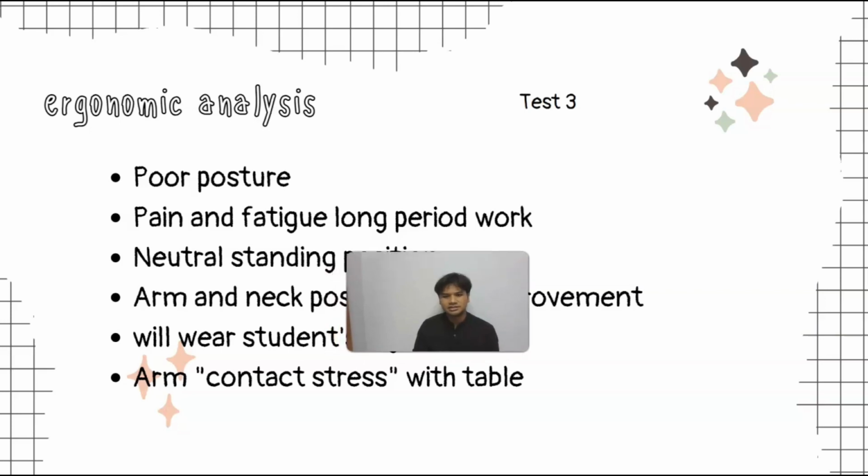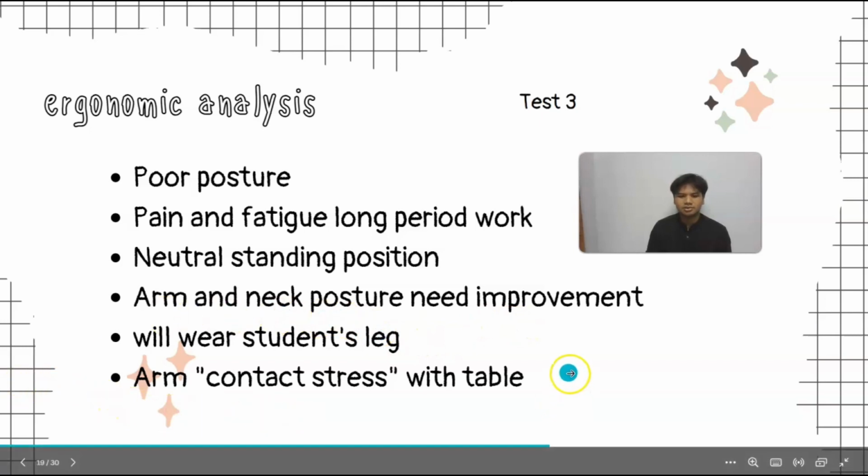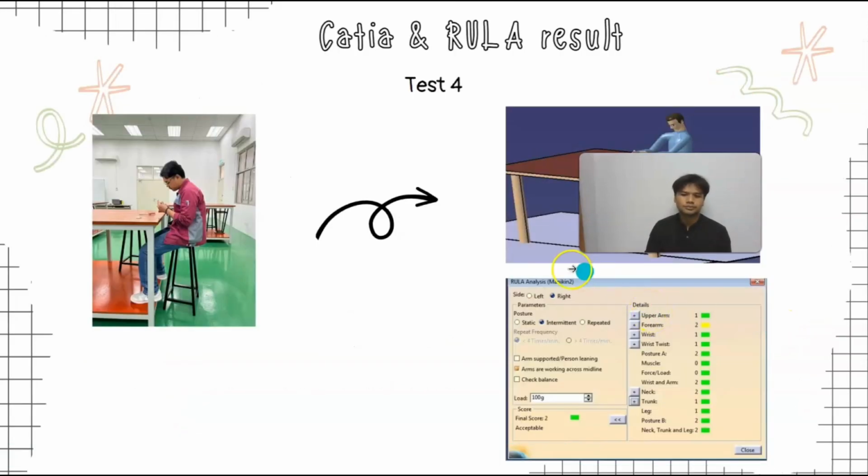For the ergonomic analysis for test 3, this is a poor posture example for a workstation like this. Next is pain and fatigue for a long period because of the standing position. Same, neutral standing position, arm and neck posture need improvement. And it will wear out the student's leg, and for the standing position at the elbow height table, the arm will have contact stress with the table, which is not very good.